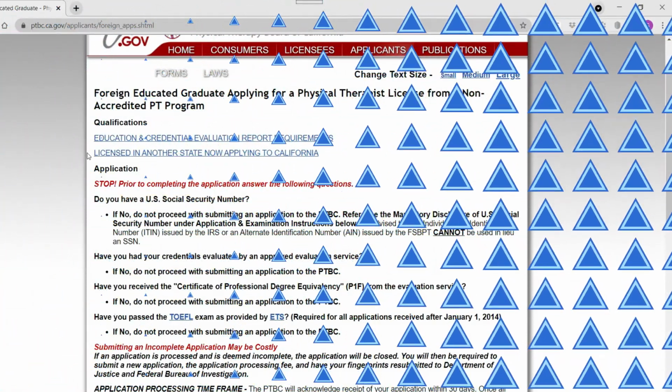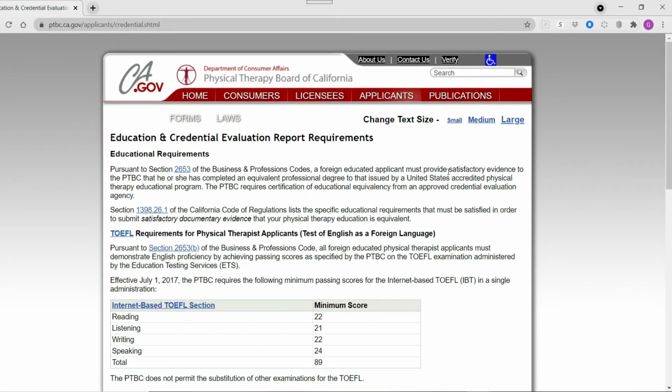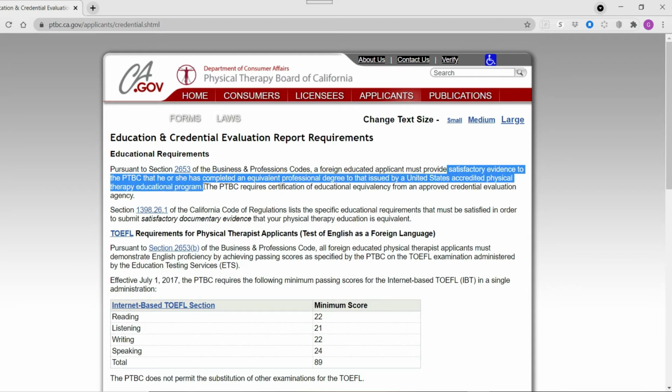Okay, so let's go into the education and credential evaluation report requirements. Let's read this. The satisfactory evidence to the PTBC that he or she has completed an equivalent professional degree to that issued by the U.S. accredited physical therapy educational program. The PTBC requires certification of educational equivalency from an approved credential evaluation agency.